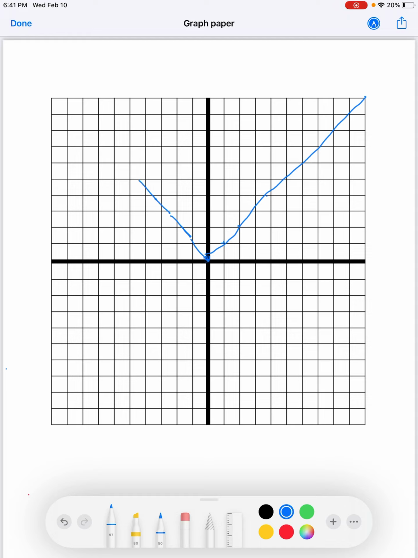So we just... Ooh. I kind of messed up, sorry. Let's try that again. Okay, there we go. So, it looks like a V. That's what it looks like.